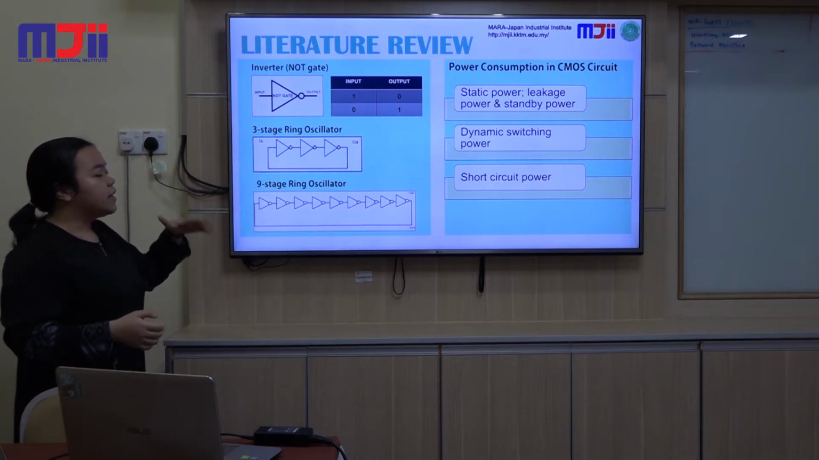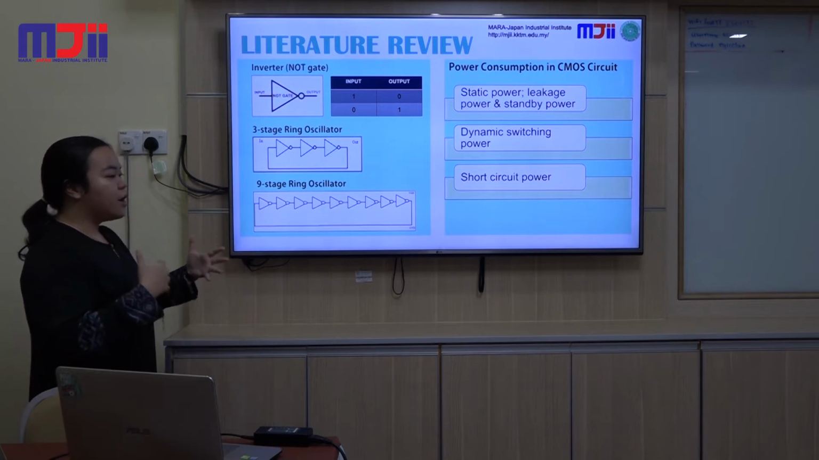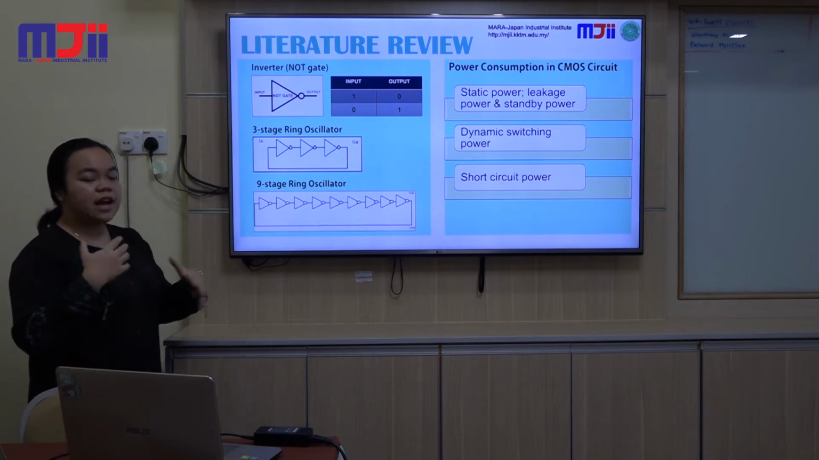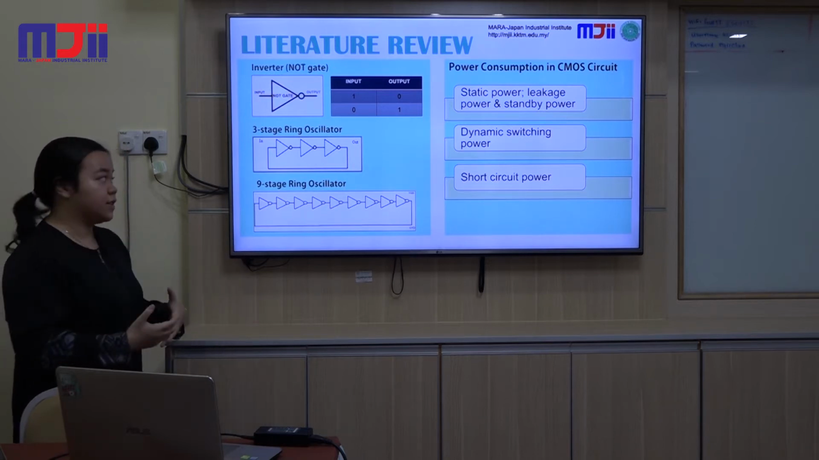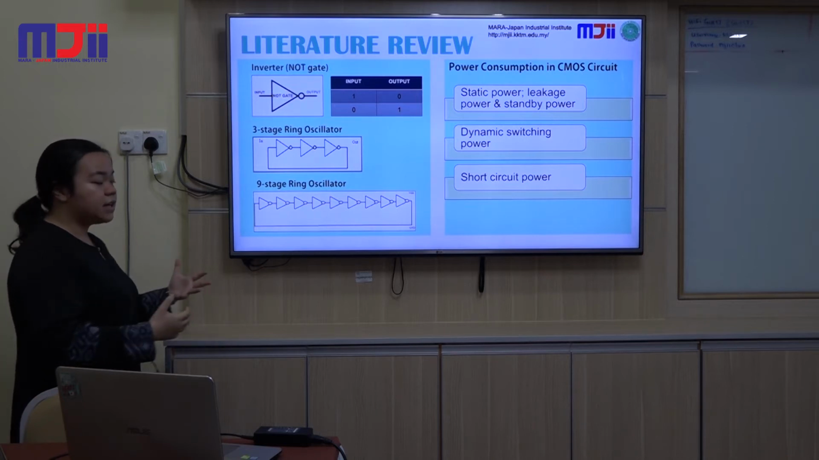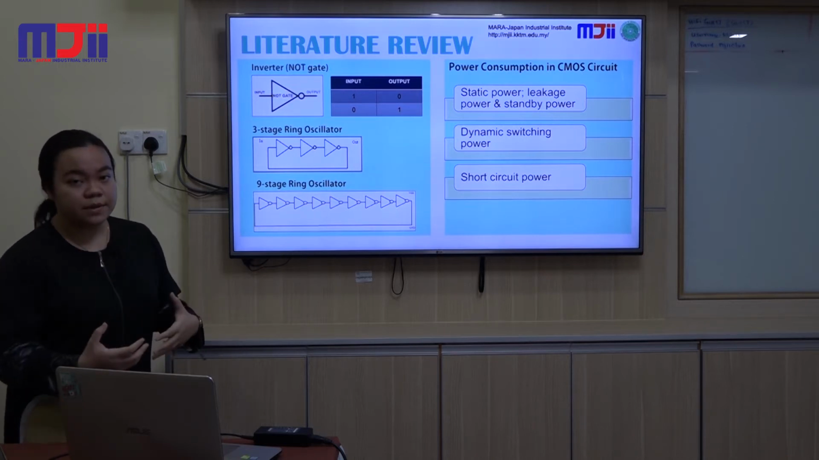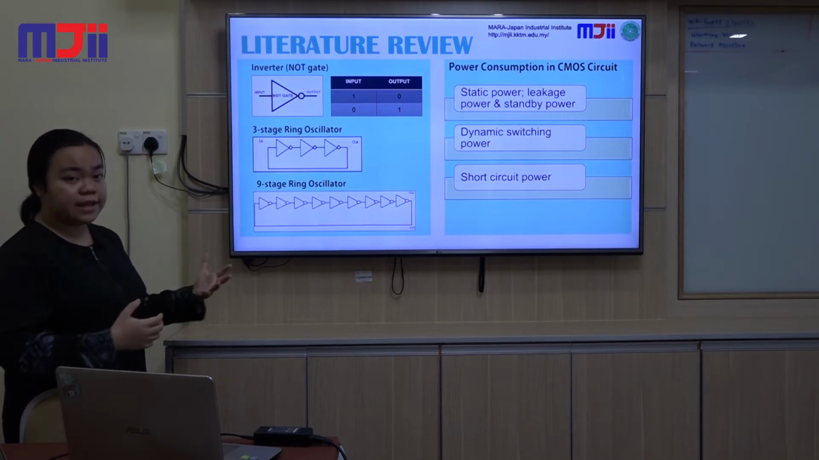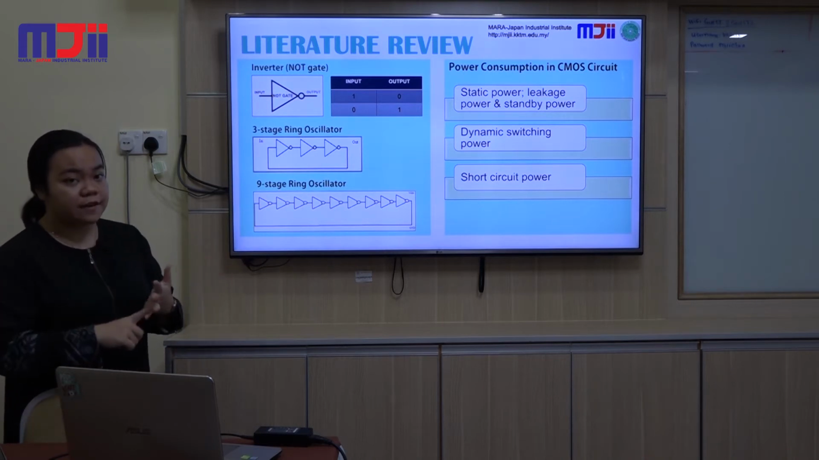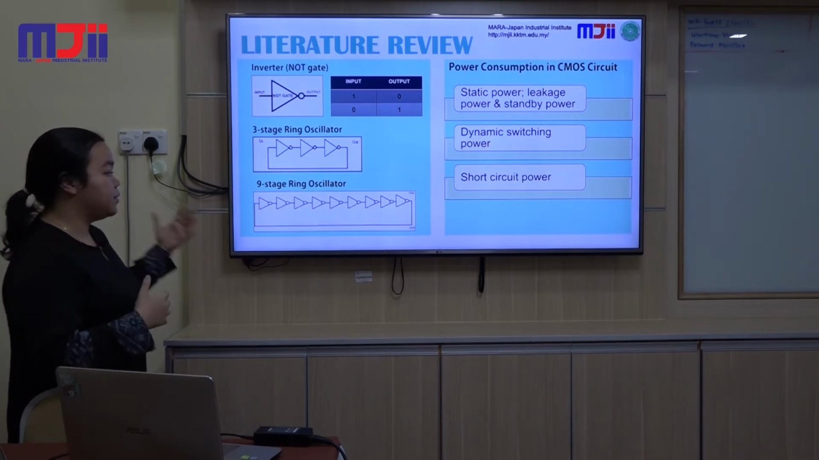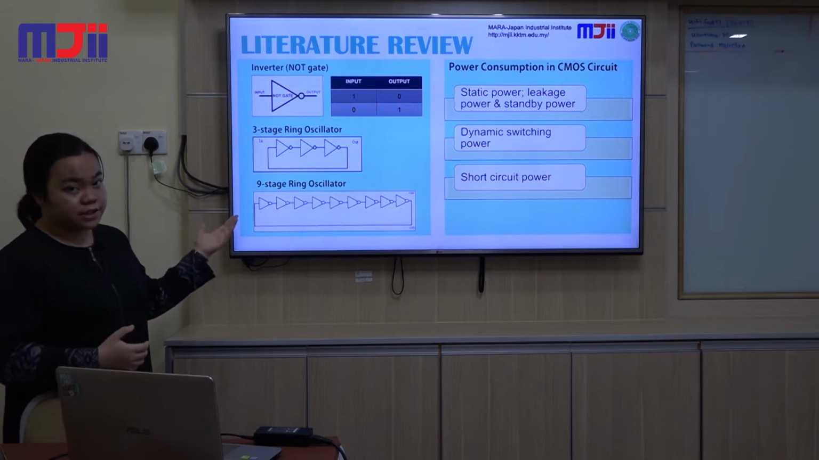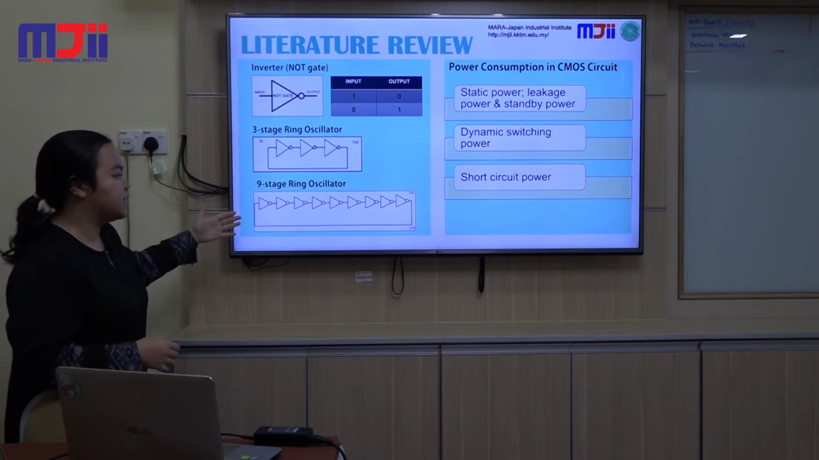For an inverter, this is how it works in a ring oscillator: there are multiple chains of inverters in a ring oscillator. A ring oscillator can only have an odd number of gates. So you can have 3, 5, 7, and in my case, I'm making a 9-stage ring oscillator. Here you can see.